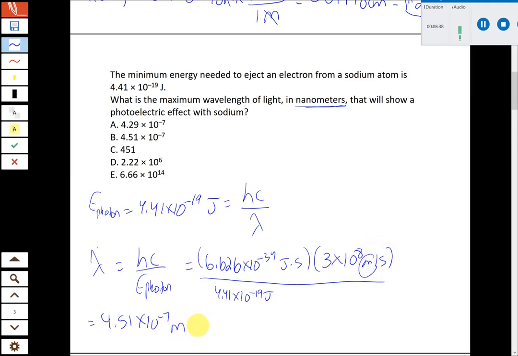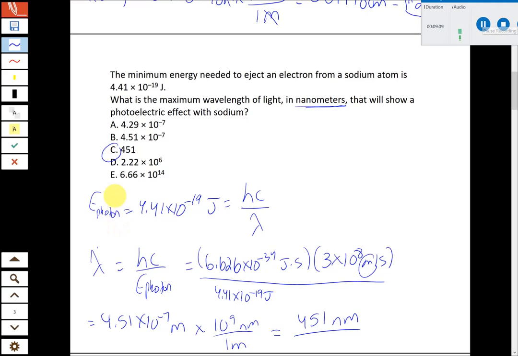So that's meters. And then we want this in nanometers, so we're going to multiply 10 to the 9th nanometers per meter, giving us an answer of 451 nanometers. All right, so the correct answer is C. That wavelength is going to represent the maximum wavelength at which we would observe photoelectric effect. Any wavelength smaller than that would give us photoelectric effect. Any wavelength bigger than that would not.